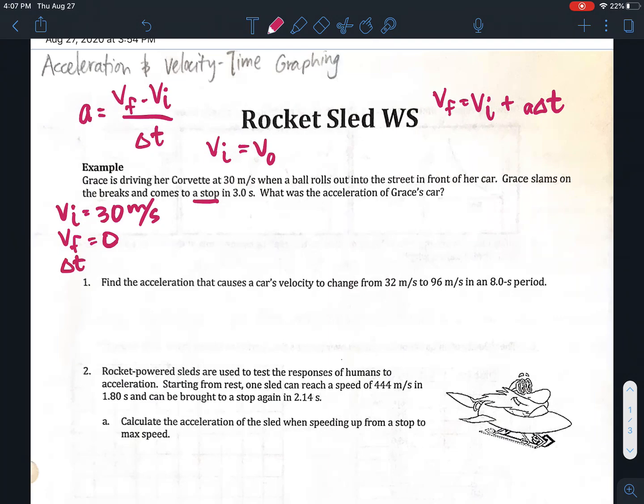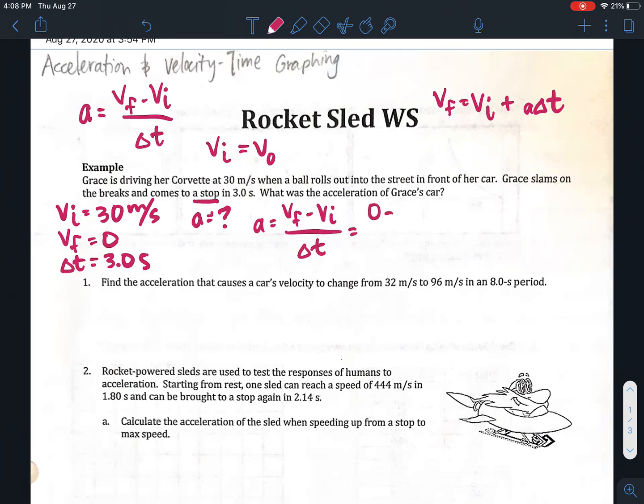Okay, they tell us that it takes her 3 seconds to do so. And then we want to know what is the acceleration of Grace's car. So A is our unknown. Based on this list of givens, when we go back and look at our equations, it makes the most sense to use the equation where A is already by itself. So we're going to use average acceleration equals change in velocity over change in time.